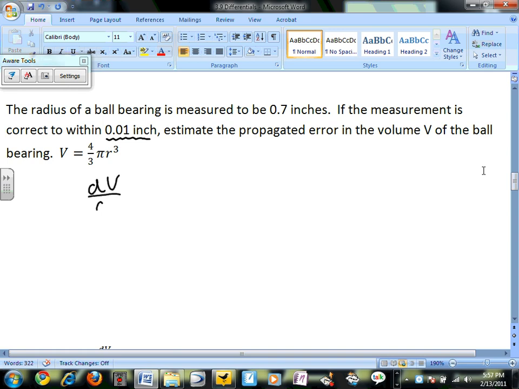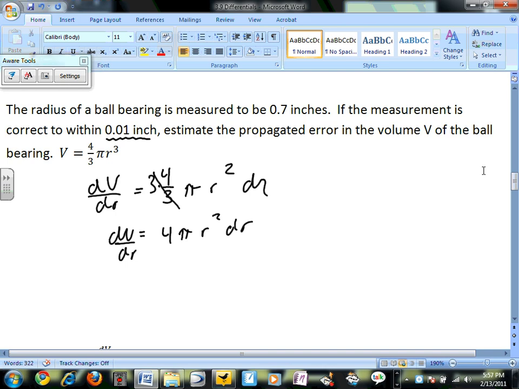So I'd have dV over dr, which is actually just the change of V, equals 4/3 pi, bring my 3 down, so times 3r squared, subtracting the power by 1, times dr. The 3s cancel, so my change of V, dV, equals 4 pi r squared dr. We know our radius, so let's plug in for r and for dr. I'm going to have 4 times pi times my radius, 0.7 squared, times my dr, which is 0.01.